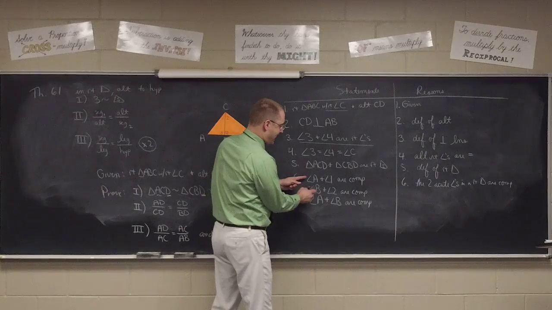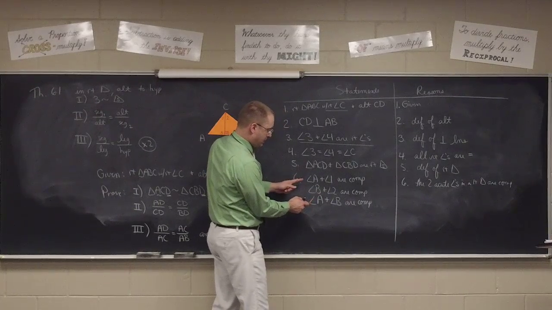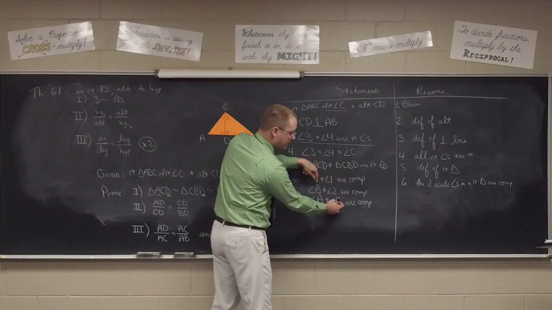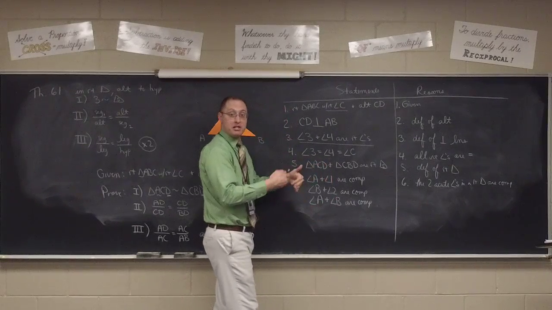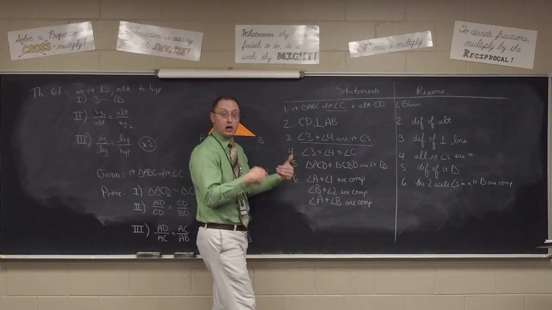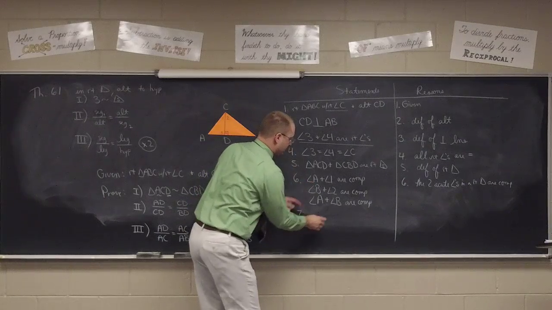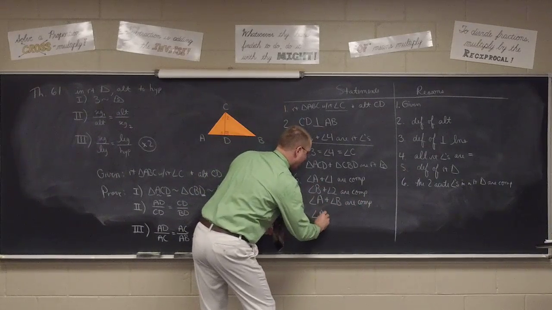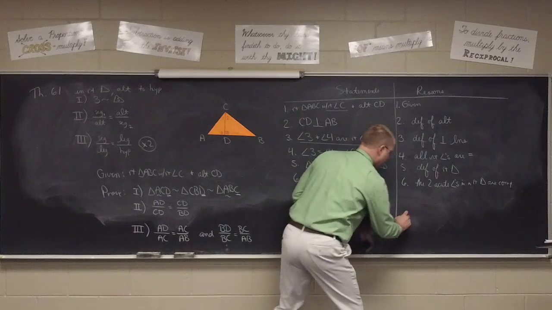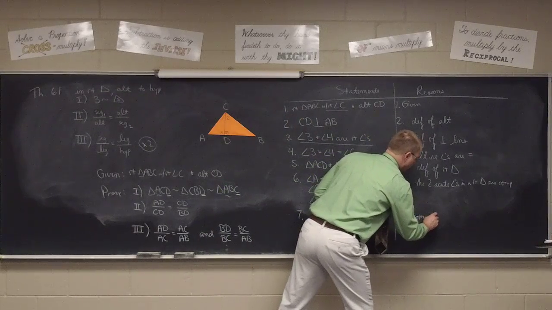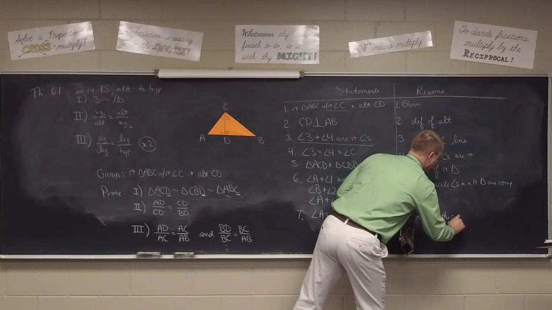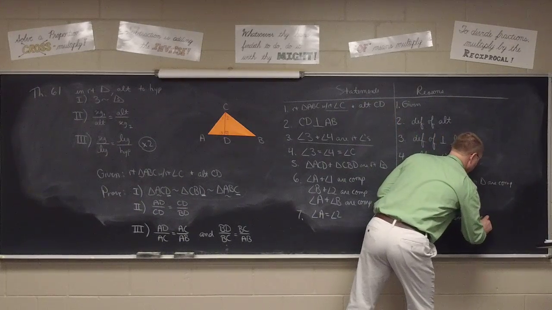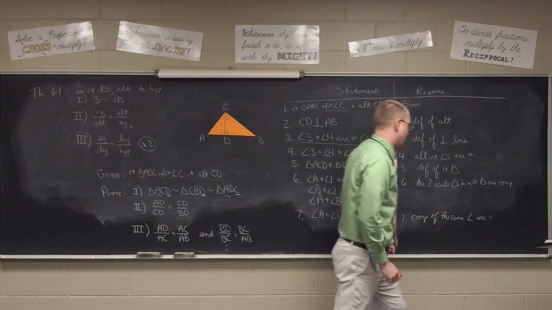Good, because yeah, A and 2 are both complementary to B, correct? Correct. And complements of equal angles or of the same angle are equal. So number 7, since 2 and A are complementary to B, angle A must equal angle 2 because complements of the same angle are equal.